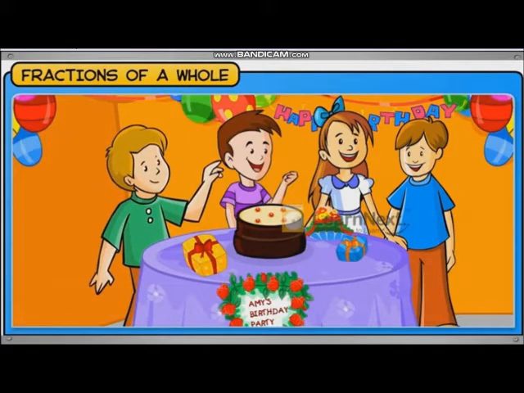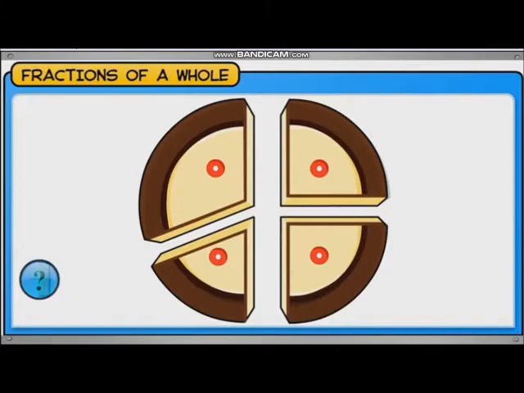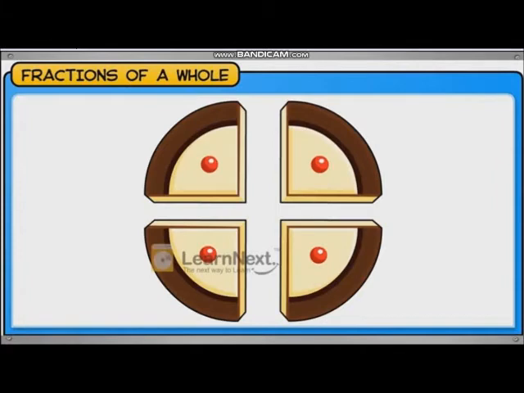Now one more friend has come to his party. Now what will Amy do? Amy will divide this cake into 4 equal parts. Is that cake divided into 4 equal parts? No, because some parts are larger than the other parts. So this cake is not divided into 4 equal parts. Now it is divided into 4 equal parts.